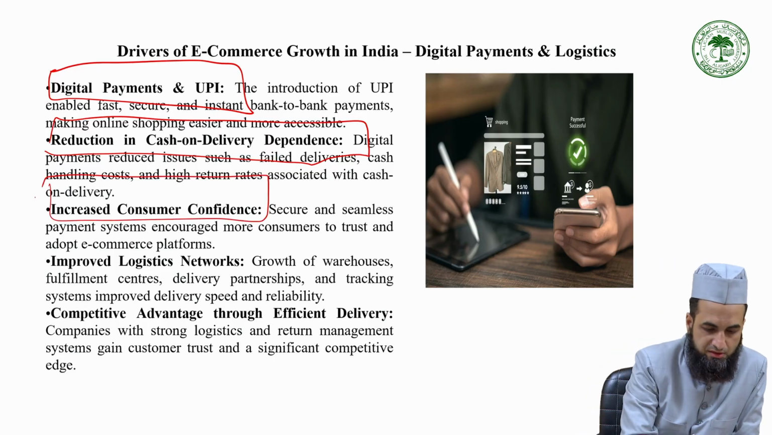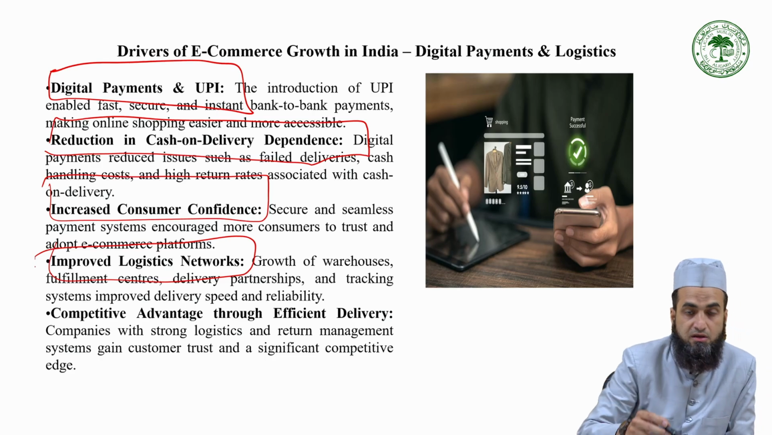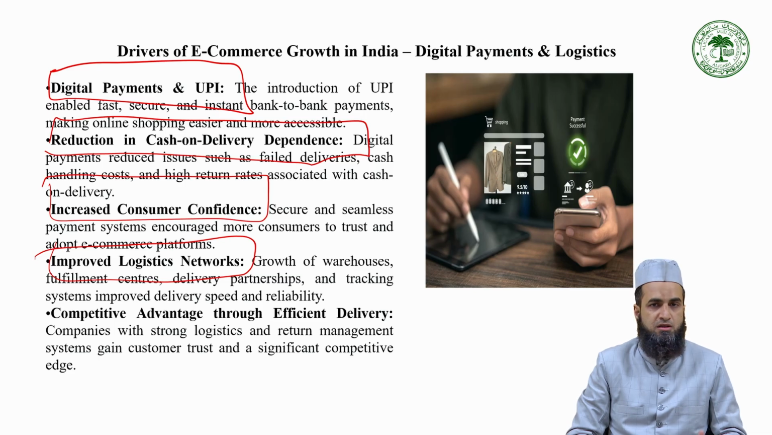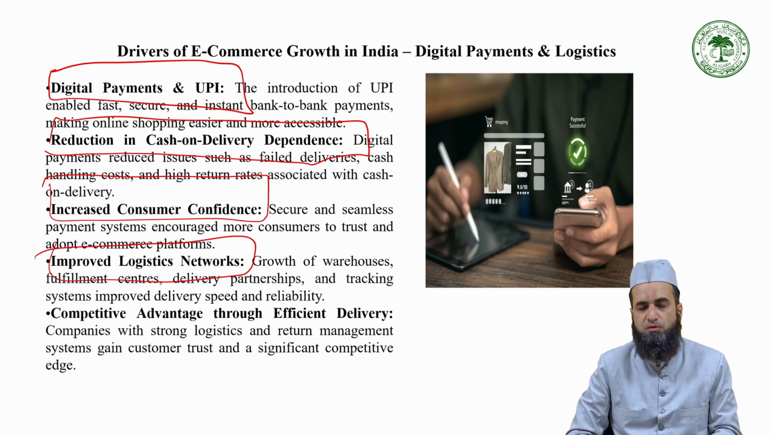Okay, let's discuss improved logistic networks. Again, the growth of e-commerce in India has depended heavily on logistics capacity, right? Earlier in the day, this was not the case. The logistic capacity was not as much as what we are now witnessing. Warehouses, fulfillment centers, delivery partnerships, and tracking systems have all improved the reliability of digital shopping. One day delivery, same day delivery. This all is possible just because of this improved logistics network.